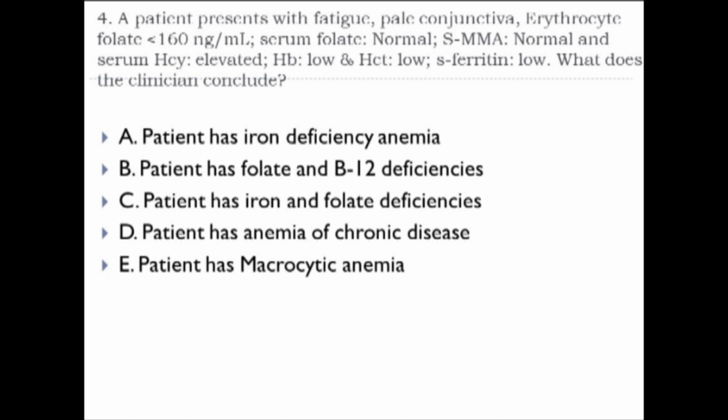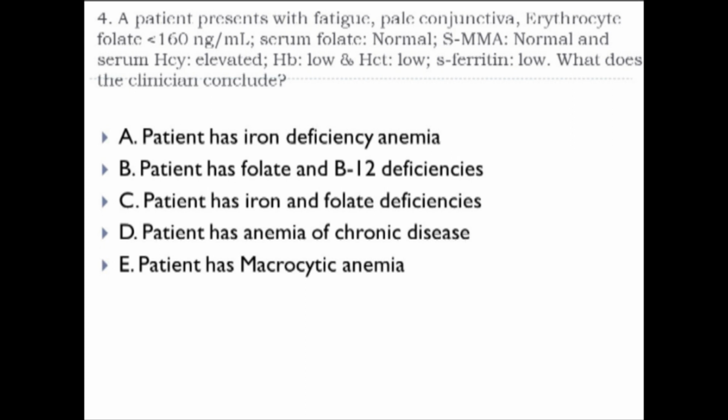Next question. A patient presents with fatigue and pale conjunctiva. The erythrocyte folate, that's red blood cell folate, is less than 160 nanograms per milliliter. The serum folate is normal. The serum methylmalonic acid is normal, and the serum homocysteine is elevated. Hemoglobin is low, hematocrit is low, serum ferritin is low. What does the clinician conclude? Pause here and select your answer.